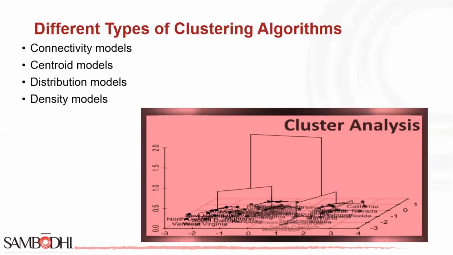Now, different types of cluster algorithms. Connectivity model. So as the name suggests, this model is based on the notion that the data points closer in data space exhibit more similarity to each other than the data points lying farther away. These models can follow two approaches. In the first approach, they start by classifying all data points into separate clusters and then aggregating them as the distance decreases. In the second approach, all data points are classified as a single cluster and then partitioned as the distance increases.